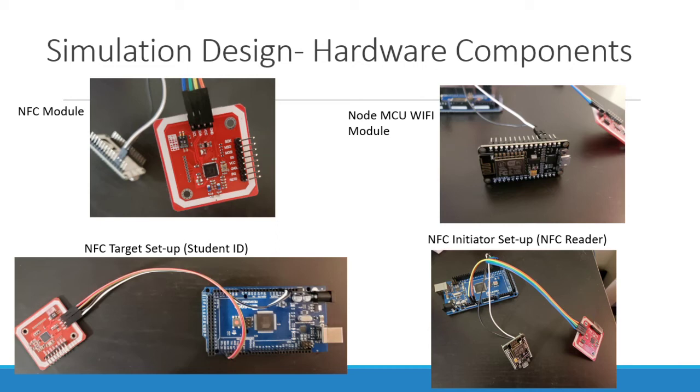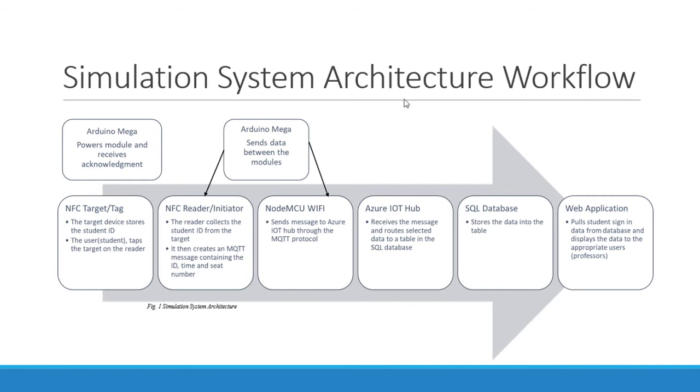At the bottom left, we have the two pieces together that will simulate the student ID. So we have the target, the NFC tag, and then on the bottom right, it will simulate the NFC reader with the reader and the Node MCU Wi-Fi module connected to the Arduino Mega, as shown in the previous slide. So that's what these look like.